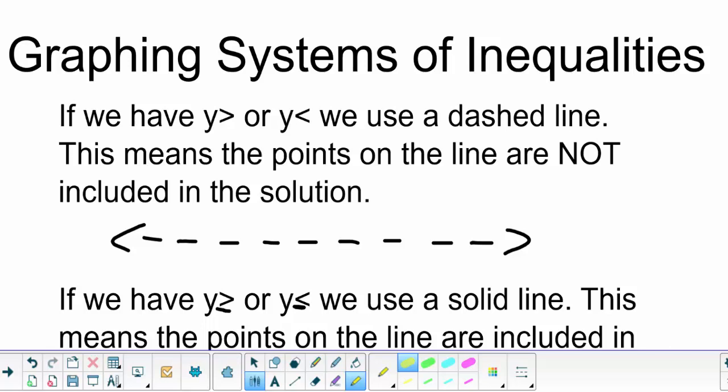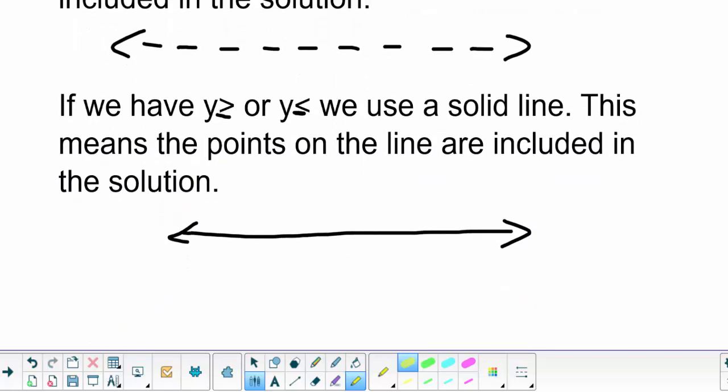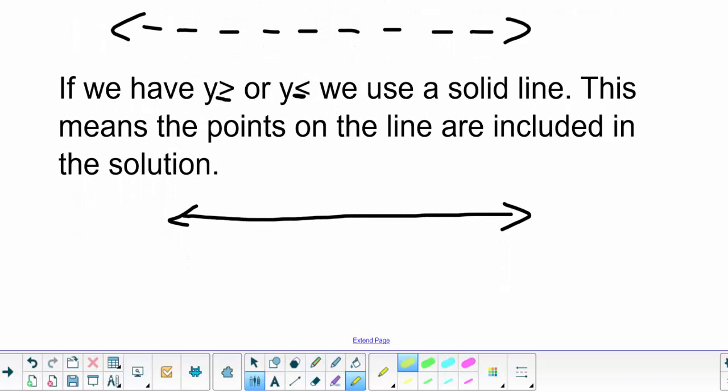Today we're going to be talking about graphing systems of linear inequalities. So one of the first things we need to remember is how to draw our lines. If we just have a greater than or less than, that means the points on that line are not included in the solution, and we have to use a dotted line to represent that. Now if there's an equal sign, that means the points are included, so we want to use a solid line to represent those.